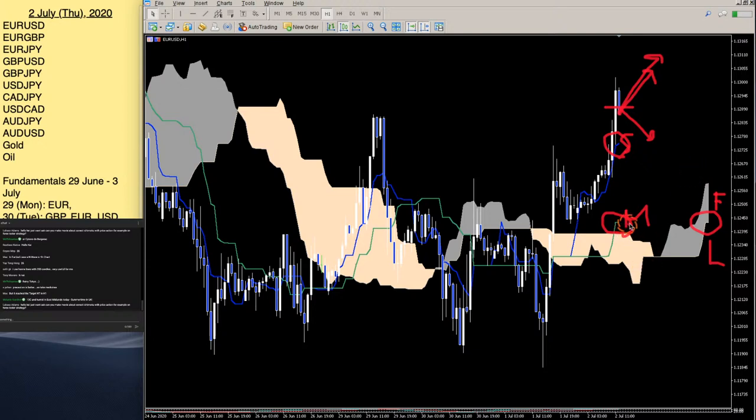But if the Kijun-sen goes upwards like this, that will really mean that in the midterm too, this is uptrend. But now this is flat, so that means that there is no direction in the midterm. And finally, if you look at the Tenkan-sen here, the Tenkan-sen is moving upwards. So Tenkan-sen is the only line that's going upwards now.